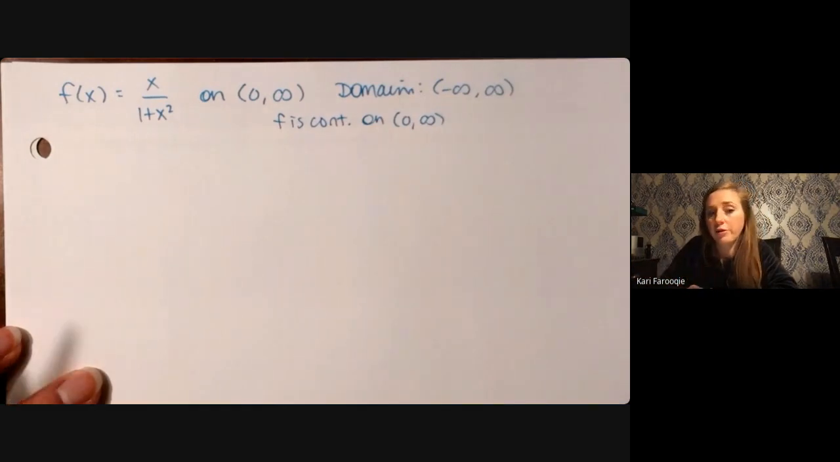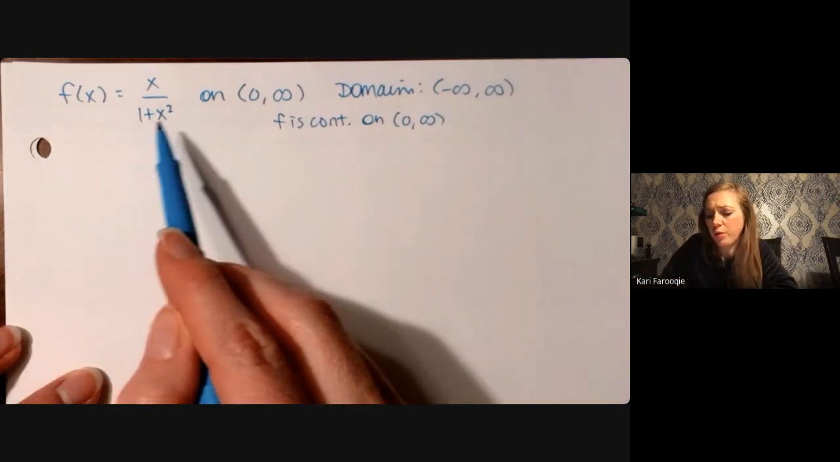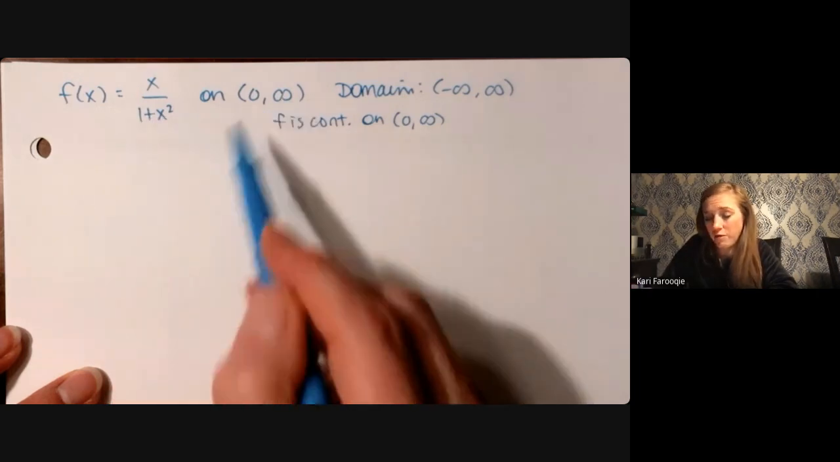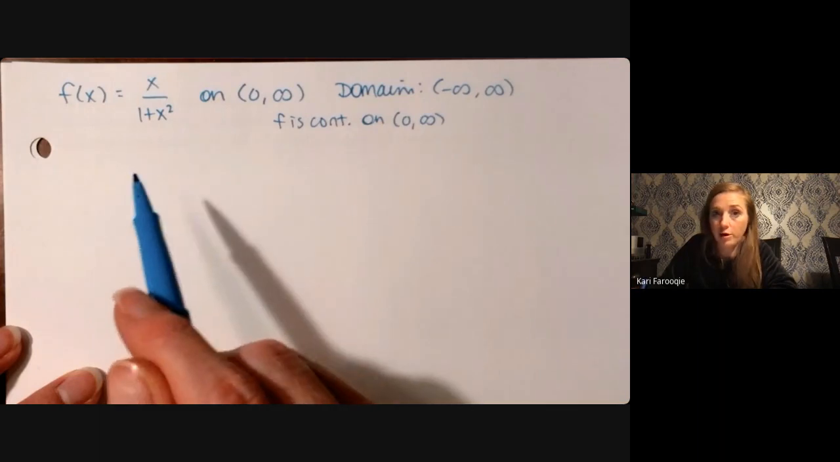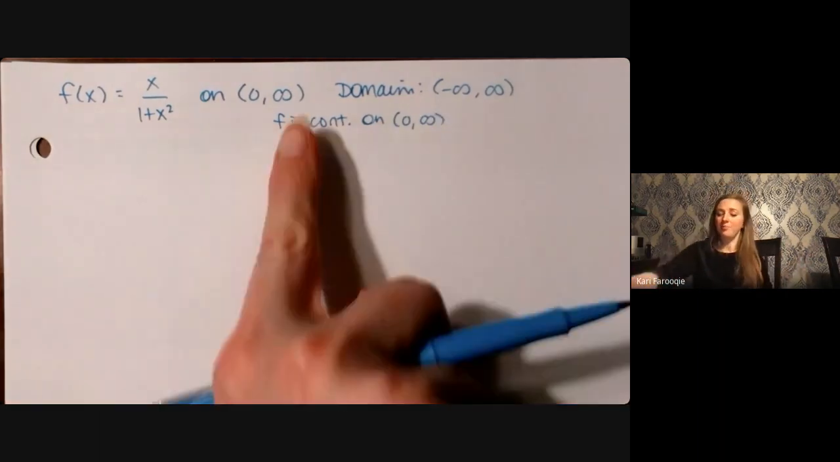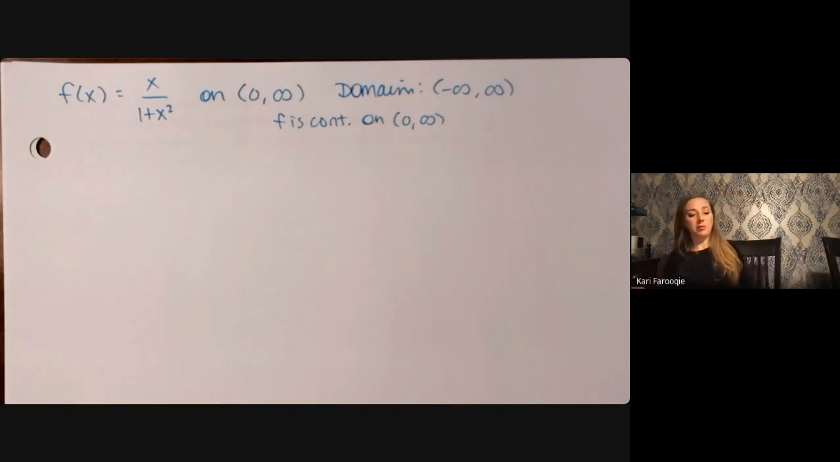There are no values that could possibly cause this denominator to be 0. So we don't have continuity issues on this interval or on any interval. If its domain is all real numbers, we're going to just go ahead and make that statement. All right, so we know that.